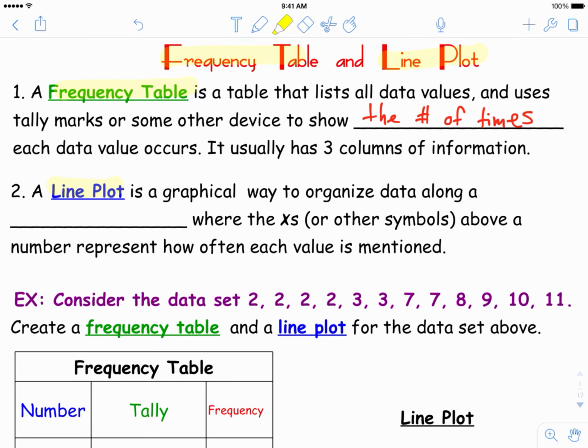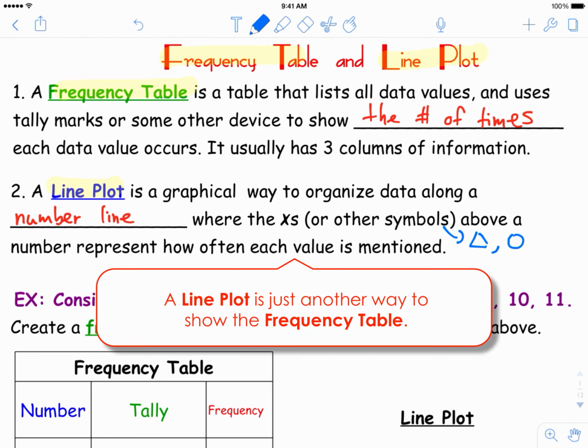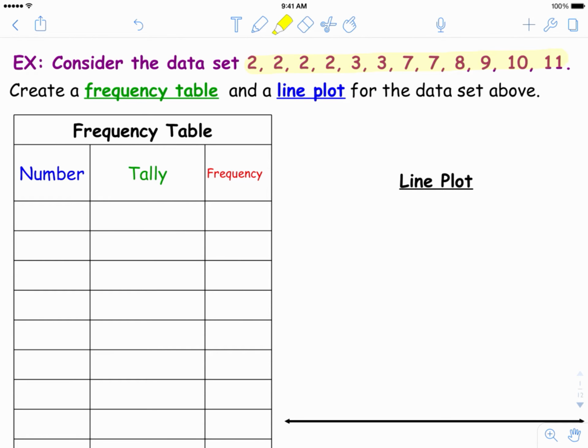A line plot is a graphical way to organize data along a number line where the X's or other symbols, some popular ones being triangles and dots, are placed above a number representing how often each value is mentioned. A line plot is just another way to show the frequency table. In the example below, 12 data values are given.